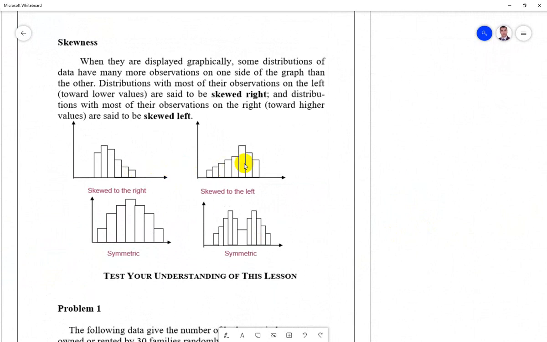So each one of these is a histogram: graph 1, graph 2, 3, and 4. Now what is the difference between 1, 2, and 3? In the first graph, we name it as skewed to the right. Why skewed to the right? Because it tails to the right in that graph.